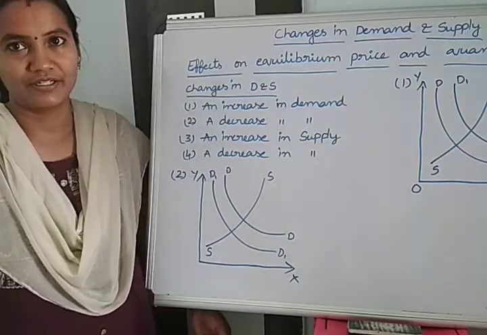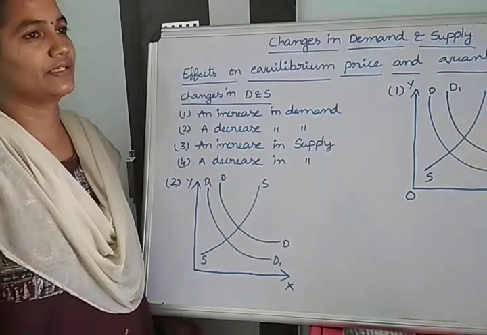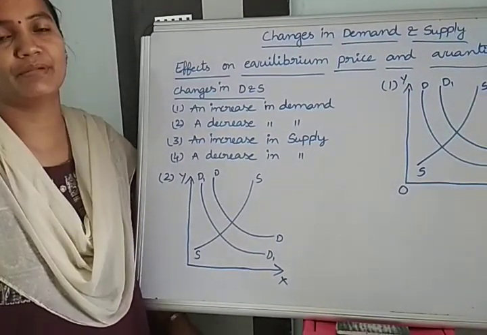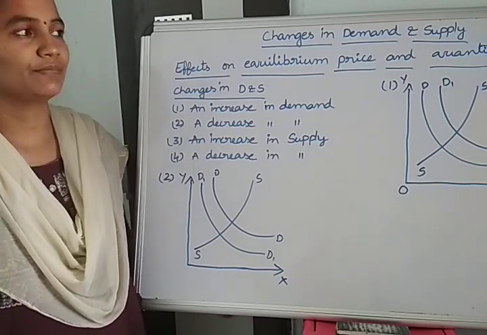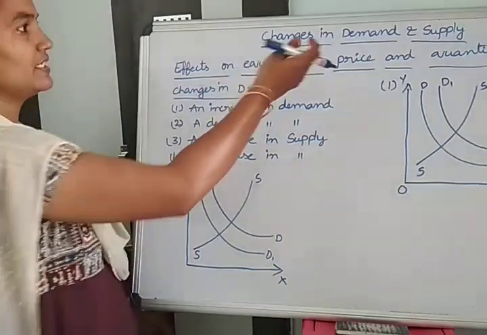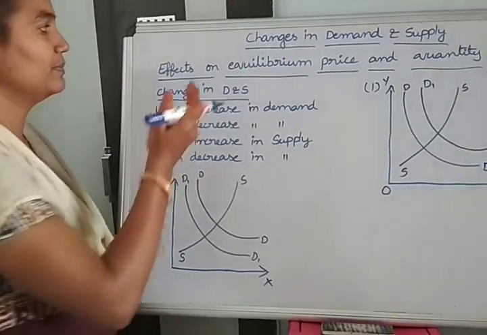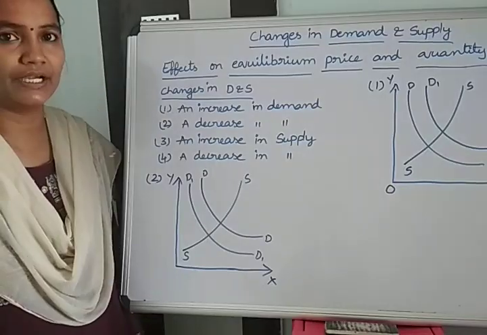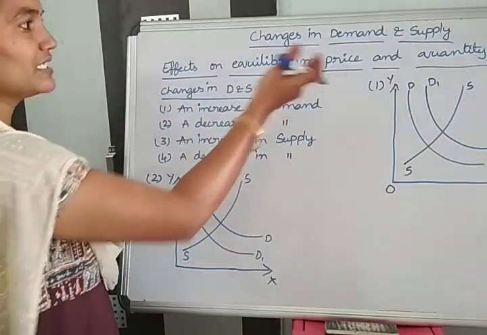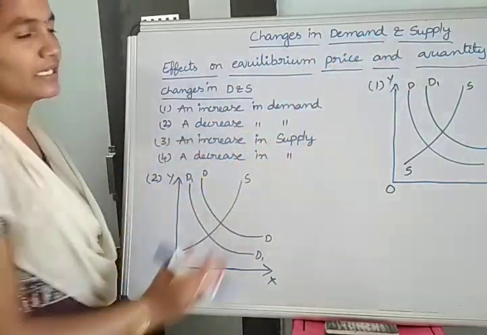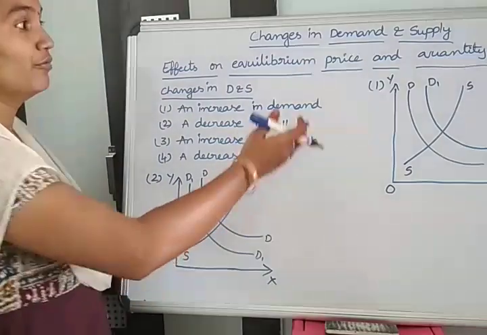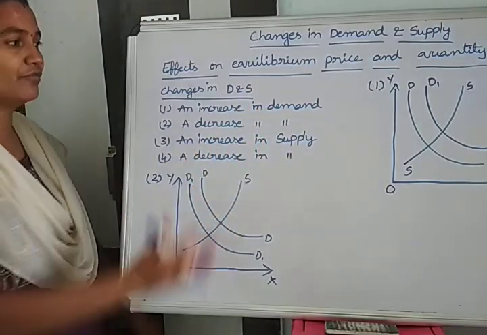Good morning, students. We have already discussed how to determine the equilibrium price through the interaction between demand and supply. Now we will see how changes in demand and supply affect the equilibrium price and quantity. We will discuss these situations in four ways.